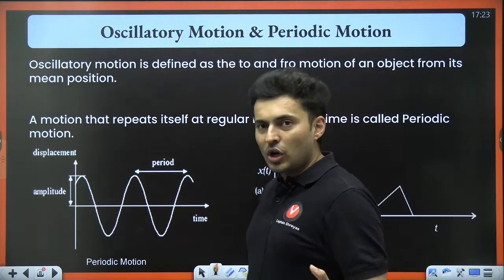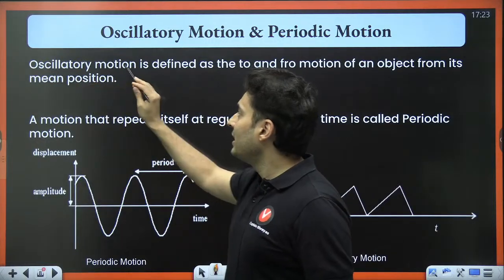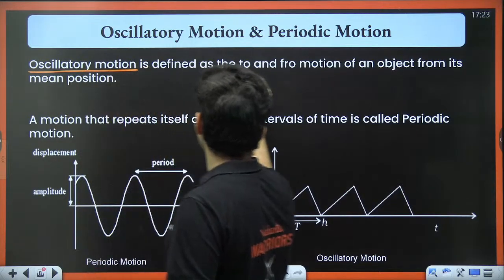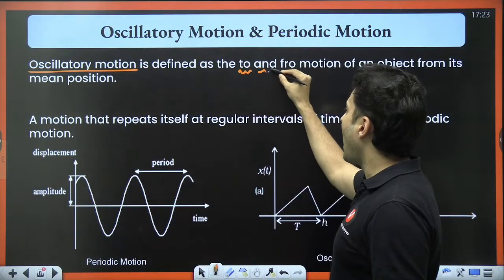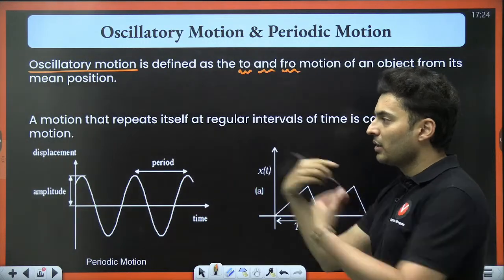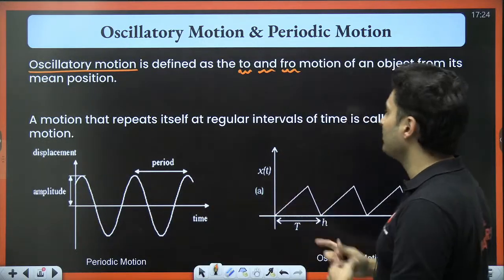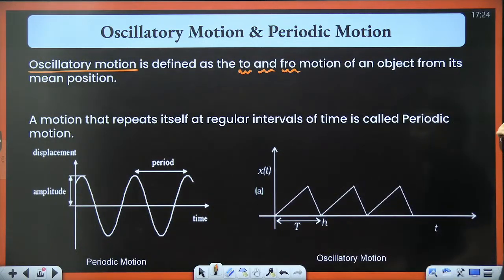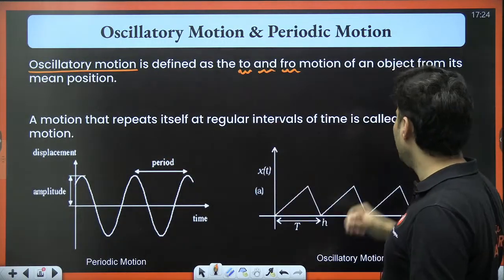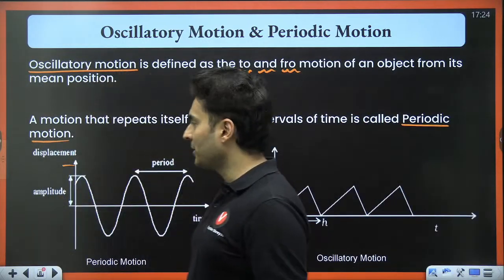So we saw about periodic motion. Here I will also define oscillating motion. Oscillatory motion, my dear students, is basically the to and fro motion. To and fro, back and forth, going and coming back, repeating. That is basically your oscillatory motion, okay? And a motion which repeats itself after regular time intervals is called periodic motion.